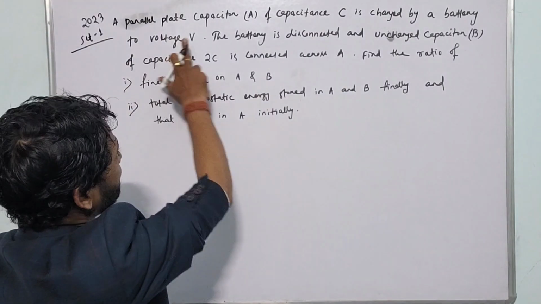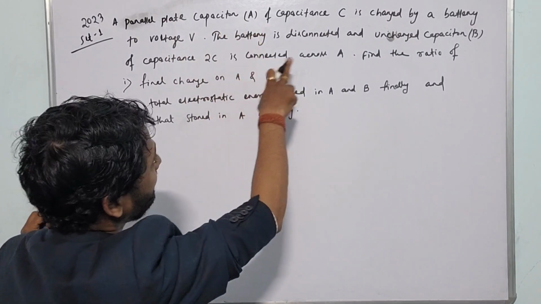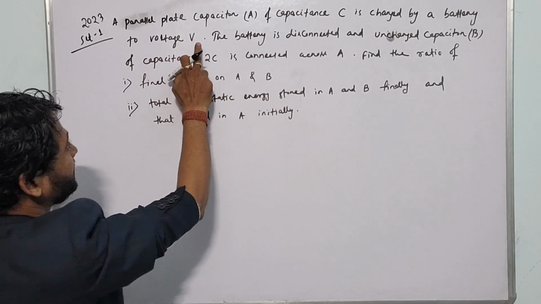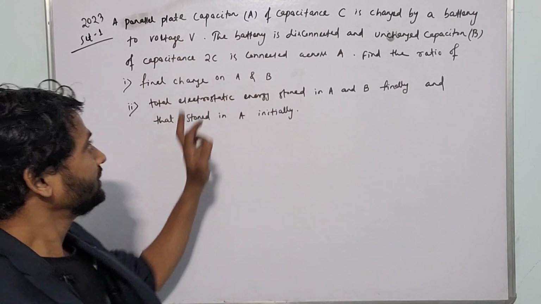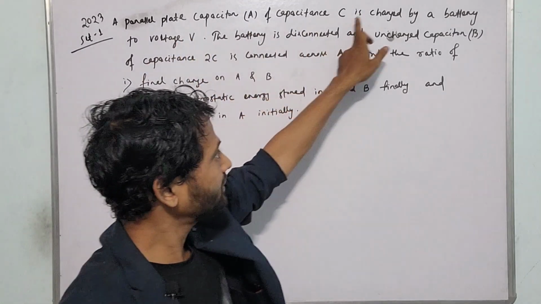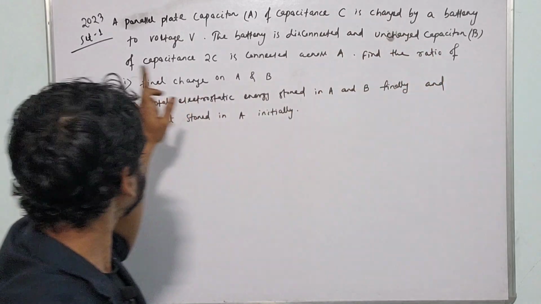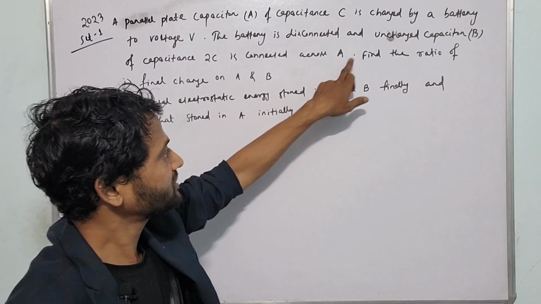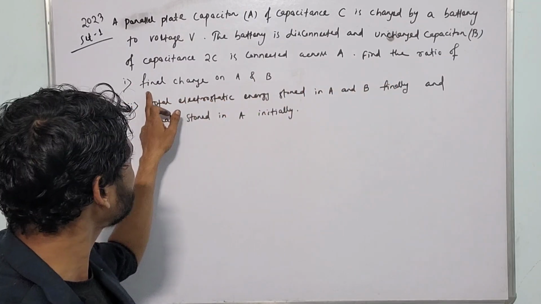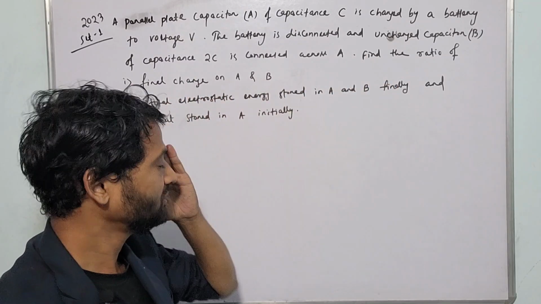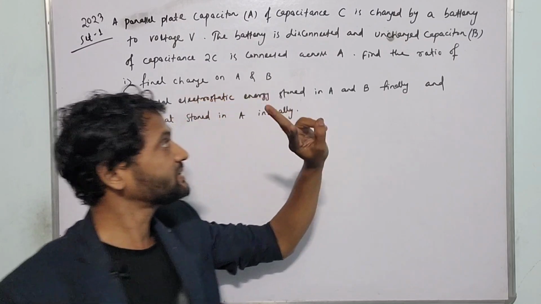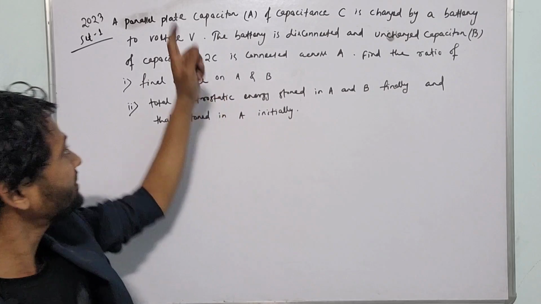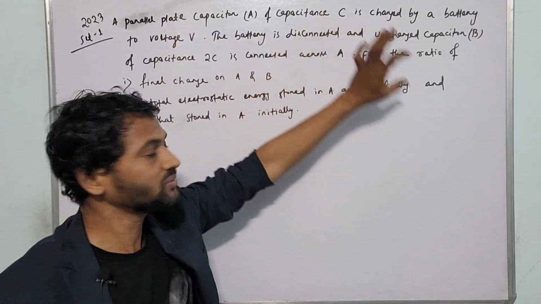Look at this question: a parallel plate capacitor A of capacitance C is charged by a battery to a potential difference V. The battery is disconnected and another uncharged capacitor B of capacitance 2C is connected across A. So find the ratio of final charge on A and B. So what does this mean? There are two capacitors A and B having capacitance C and 2C.